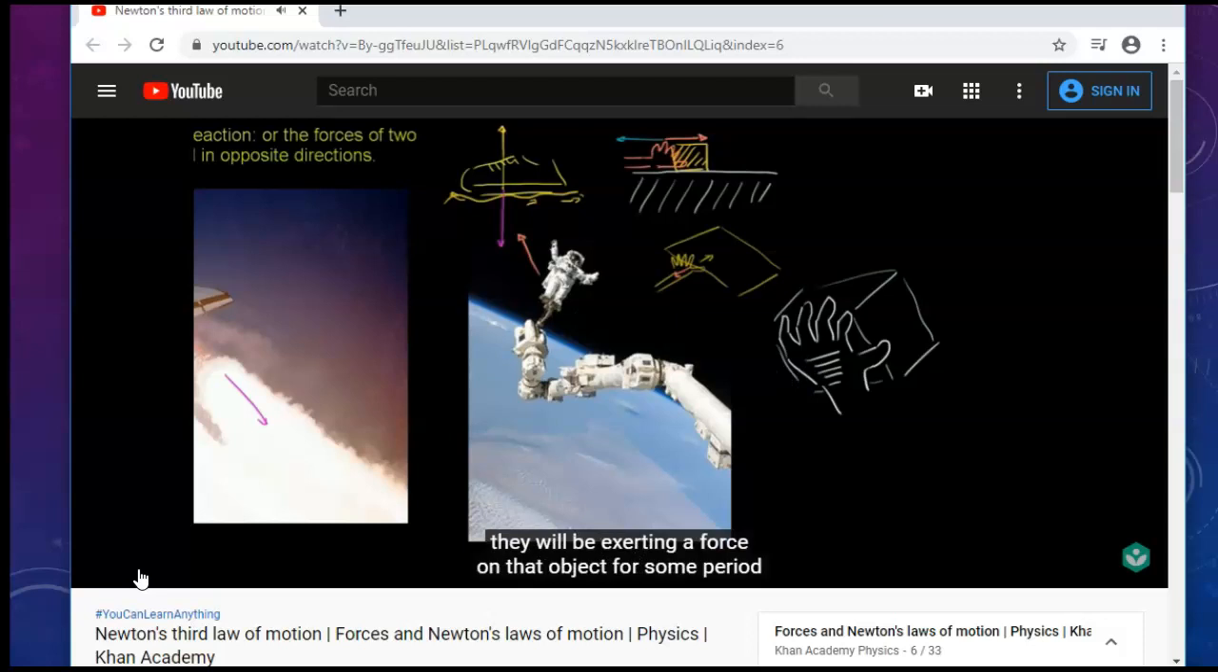away, they will be exerting a force on that object for some period of time while they have contact with the object. And that entire time, that object, while it is accelerating, while the astronaut is exerting a force on it, will be exerting an equal and opposite force on the hand of the astronaut, or on the astronaut itself. So the object will accelerate in that direction, and while the astronaut is pushing, the astronaut will accelerate in this direction. So what you do is you throw in the opposite direction, and that'll allow the astronaut to accelerate towards the space shuttle and hopefully grab onto something.